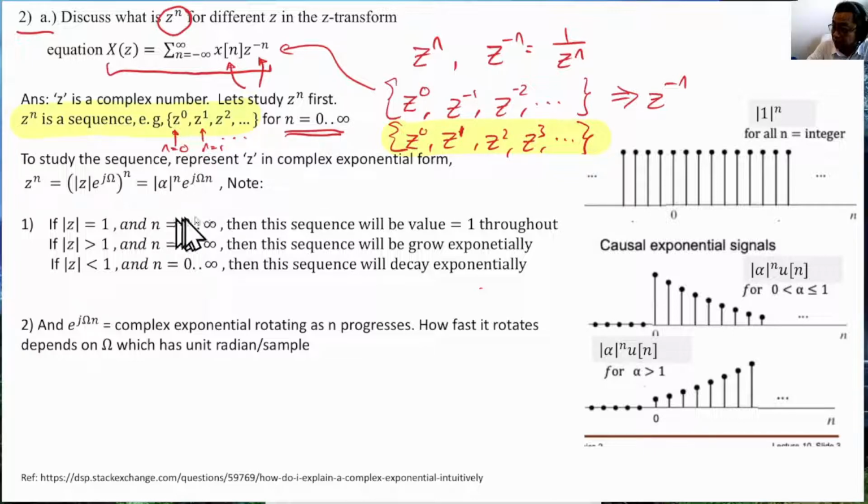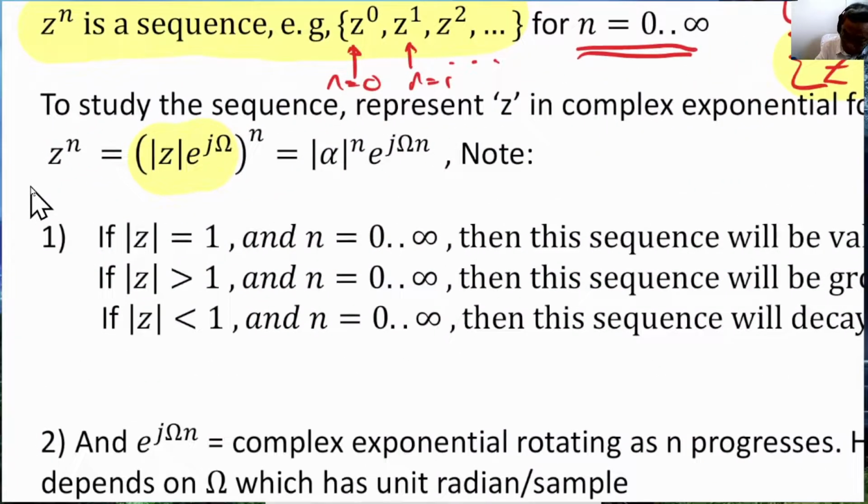To understand what z to the power of n means, let's rewrite z in polar notation. Remember that z is a complex number, a plus jb. And of course, we can write the magnitude of this a plus jb as well as the angle. So this is the angle, omega, and this is the magnitude. Let's call the magnitude alpha, and call the angle omega. So we can bring n into this as well as n into the magnitude.